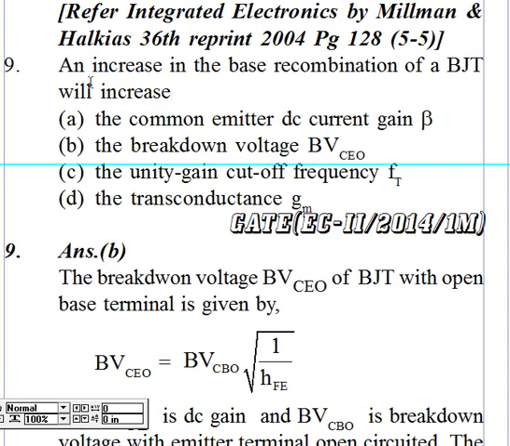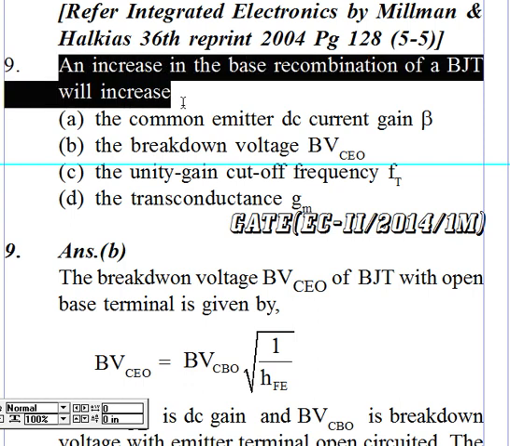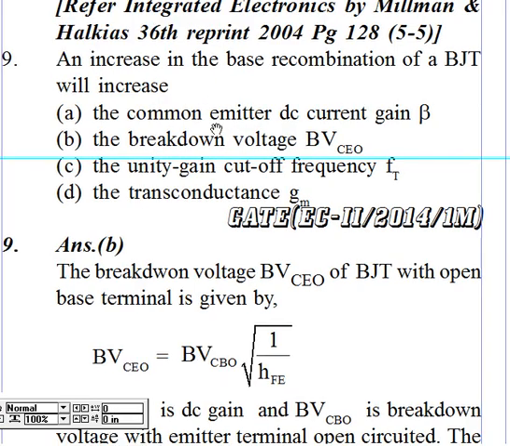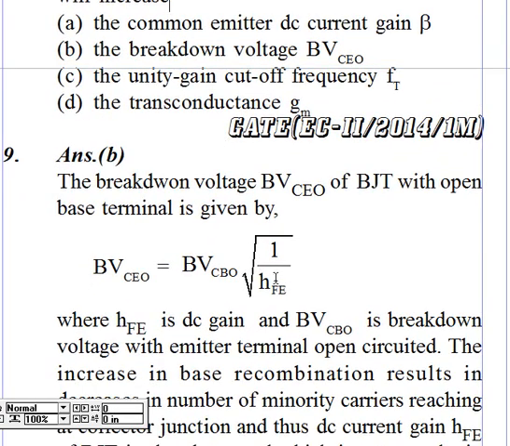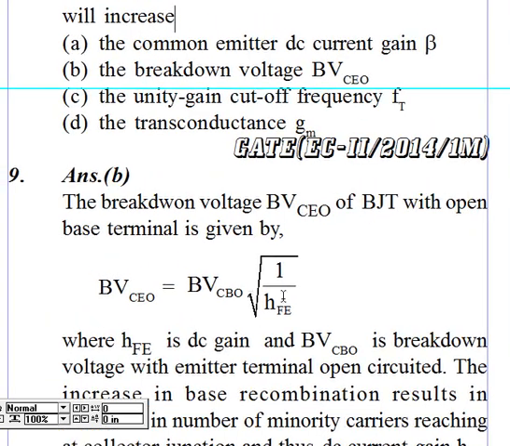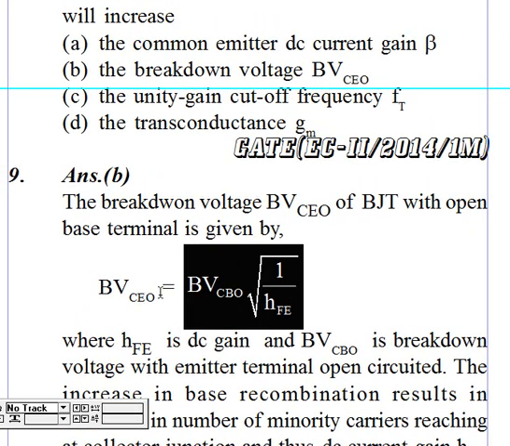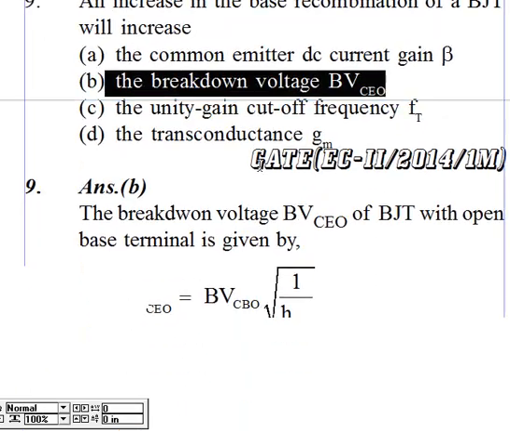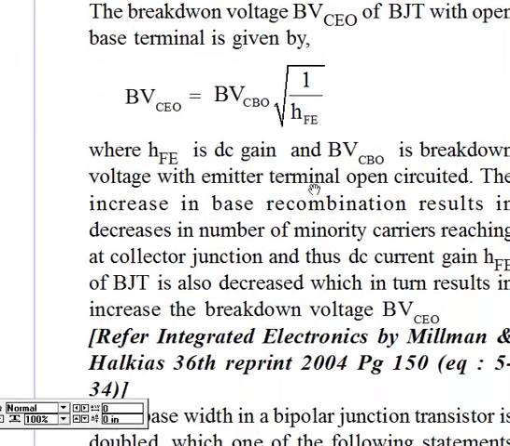Here, an increase in base recombination, you are increasing the base current basically. When collector current will decrease, the ratio of IC upon IB will decrease, beta will decrease, and when beta decreases, that means hFE is decreasing. When hFE is decreasing, the root term will decrease, so it will result in increase in breakdown voltage. This is what I am trying to say. So that is the explanation.